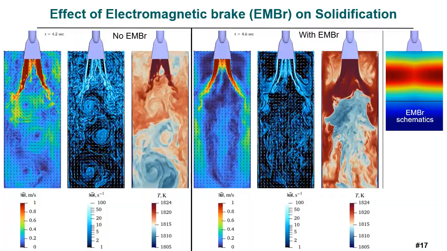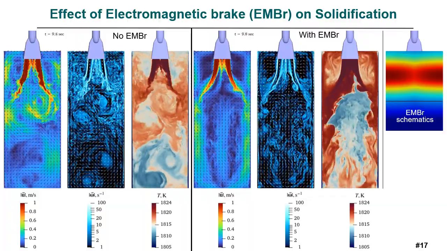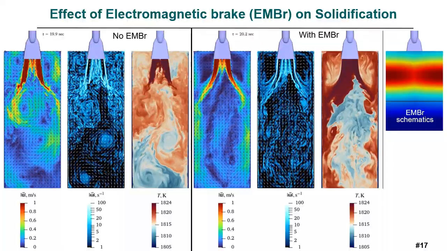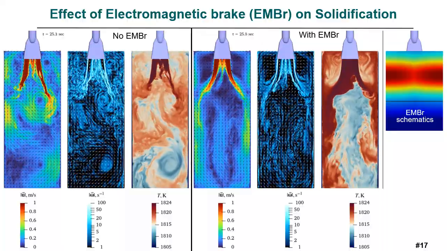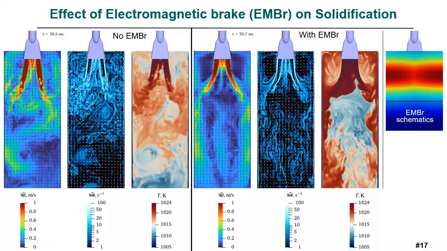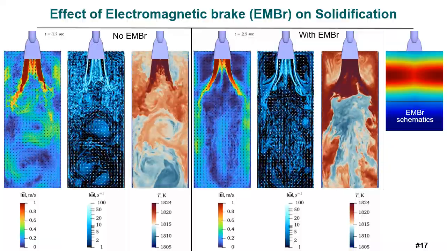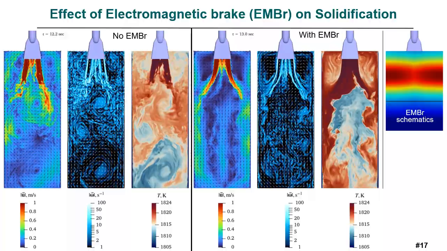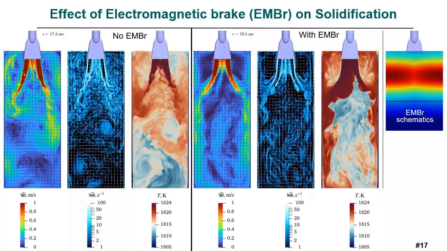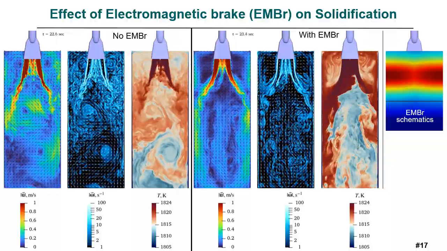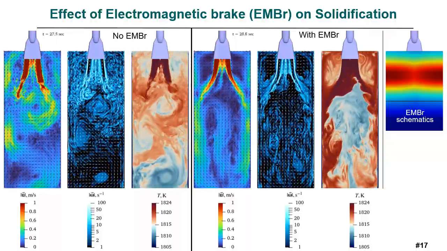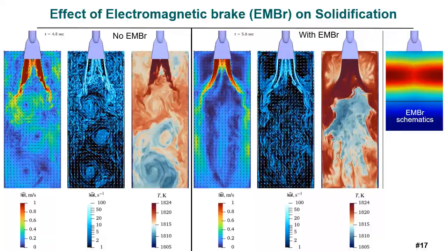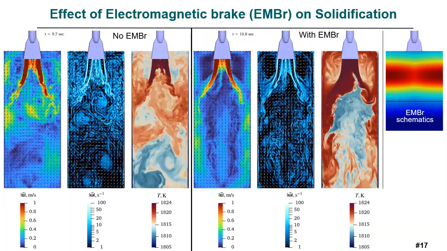As you can see, the applied magnetic field strongly changes the flow pattern, dampening the flow fluctuations, controlling the meniscus flow, and redistributing the superheat. In the case with applied electromagnetic braking, the superheat remains at the top part of the continuous casting mold, providing better melting of the mold flux and resulting in more uniform slag skin formation and stable solidification of the melt inside the continuous casting mold.